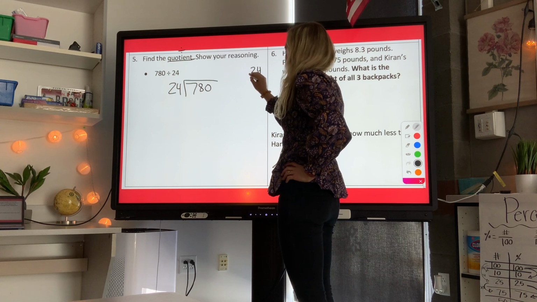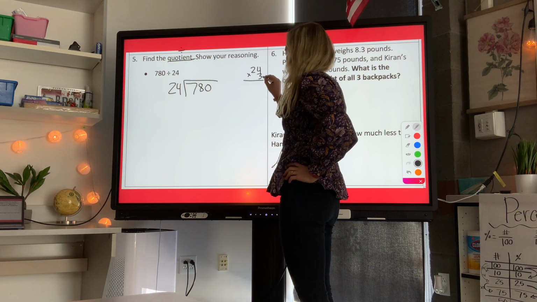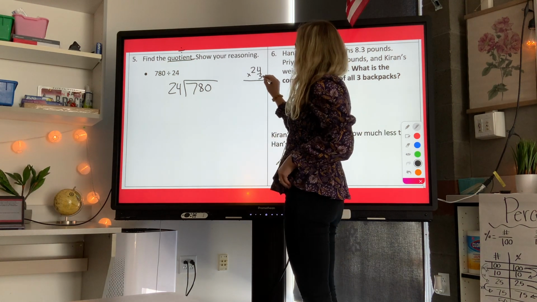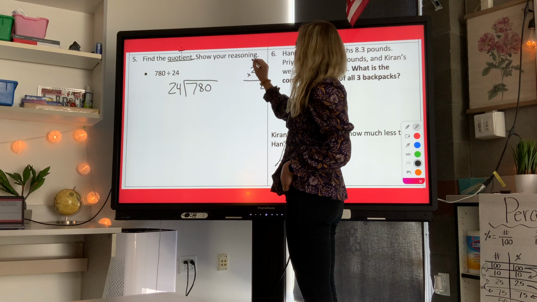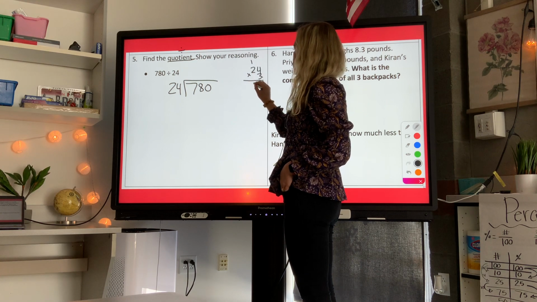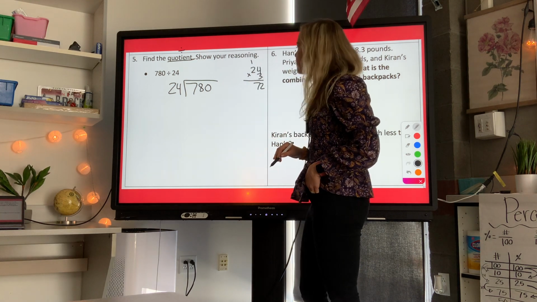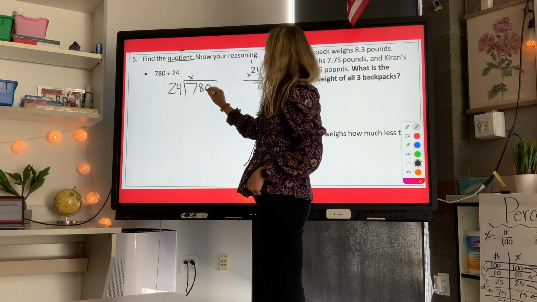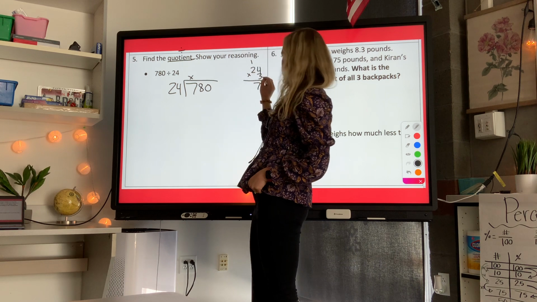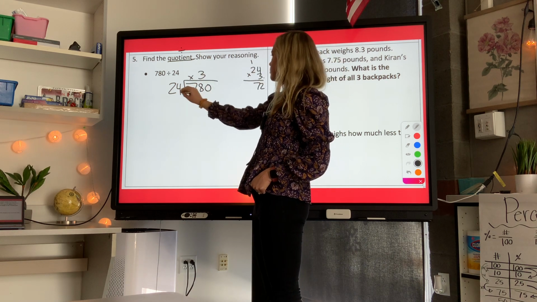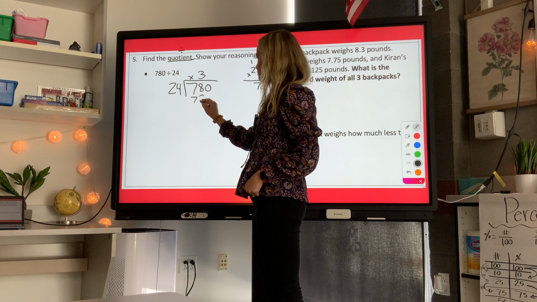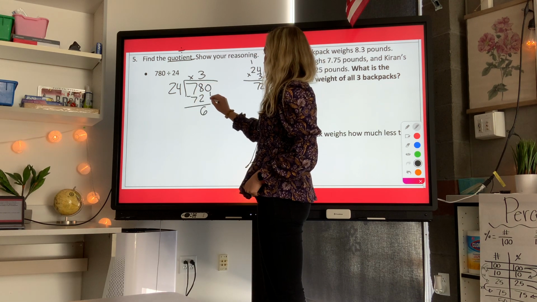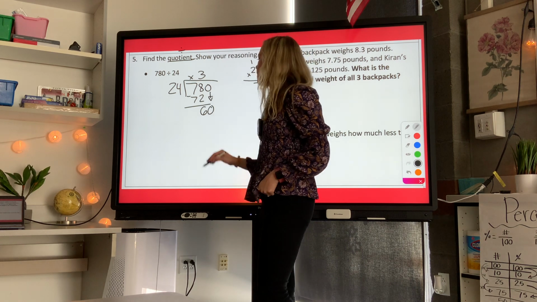So I know 24 times 3 is probably close because I know 25 times 3 is 75. So 24 times 3 is 3 times 4 is 12. 3 times 2 is 6, plus 1 is 7, so that's going to be the closest I can get. So I know 24 doesn't go into 7, but 24 does go into 78, and I'm going to say 3 times, because I know 3 times 24 is 72, because I just did it. Okay, and then 8 minus 2 is 6, bring down the 0.